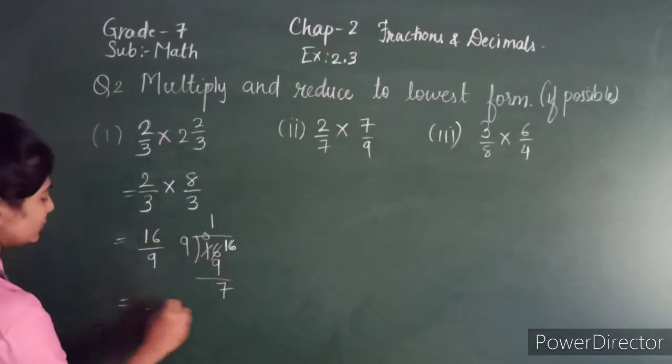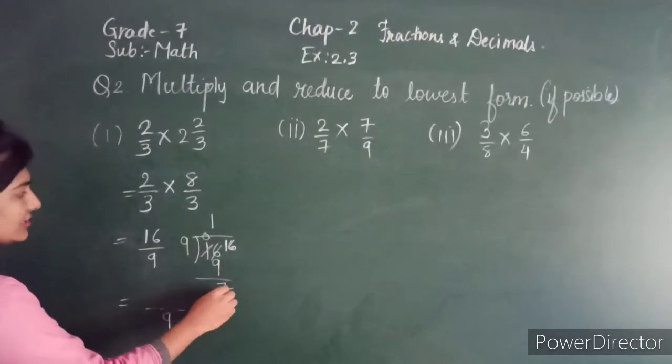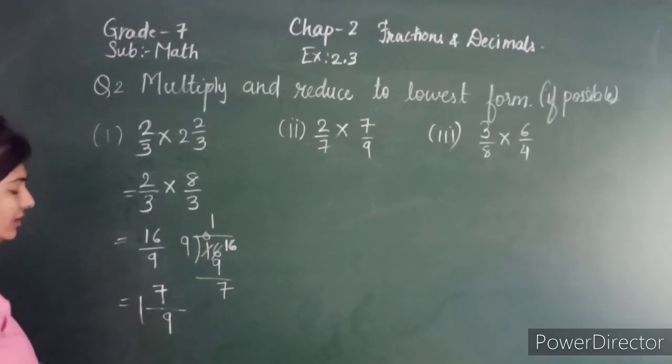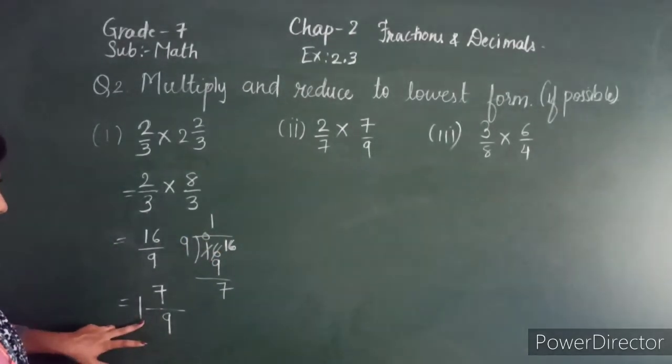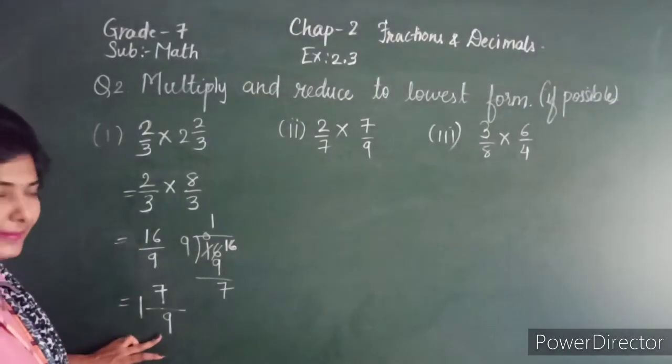So now we have to write 9 in the denominator and this 7 remainder we have to write it upward and this one we have to write over here. So 9 ones are 9 and 9 plus 7 it is 16 upon 9.